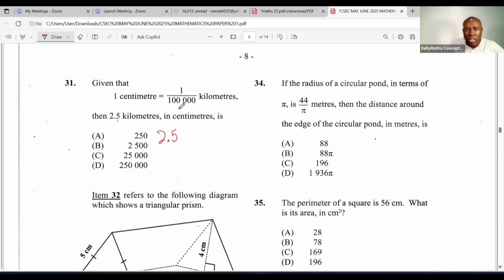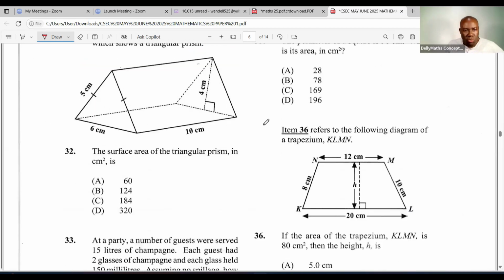2.5, you multiply this by 100,000, so you're going to skip 5 places to the right. 1, 2, 3, 4, 5. Put your zeros there as you skip, right? So this is actually 250,000, okay? This is the answer because it's kilometer to centi, right? And it's 100,000, right? Let's move to this one.